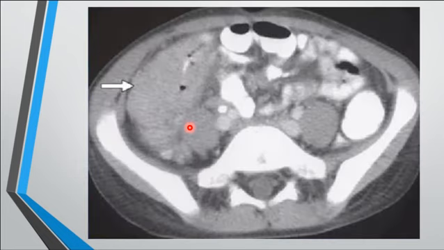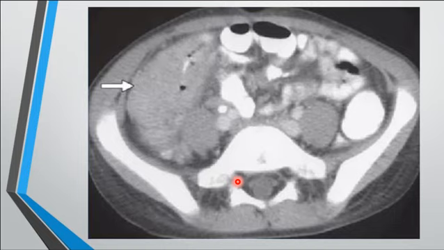Now, what do you think is going on here? Circumferential wall thickening. Luminal narrowing. Where? Cecum and ascending colon. You can see the wall thickening here. You can see the luminal narrowing. However, there is no evidence of bowel obstruction. You can see the bowel is not dilated to a significant degree, and no free fluid in this image, of course. So, what do you think is going on here?